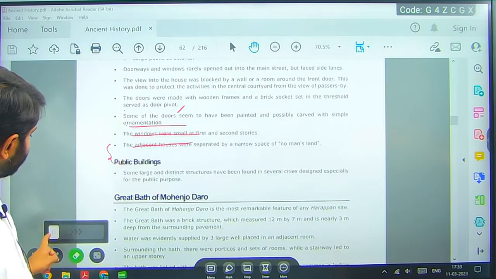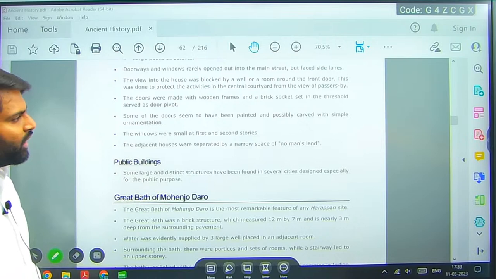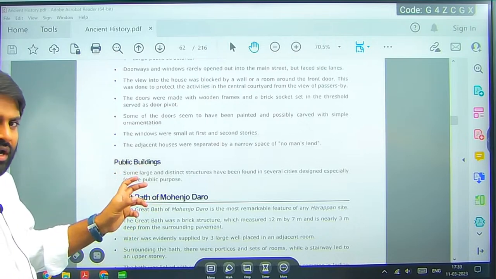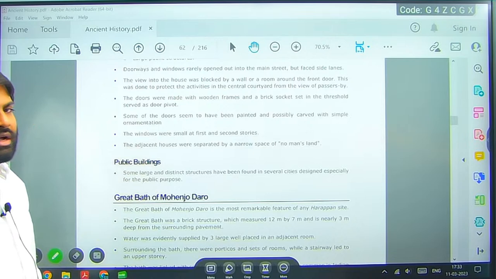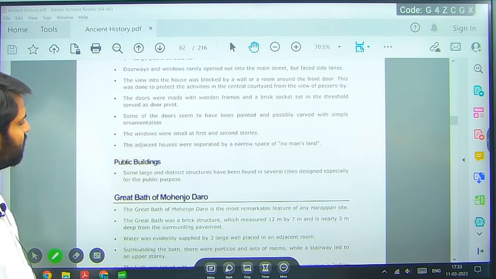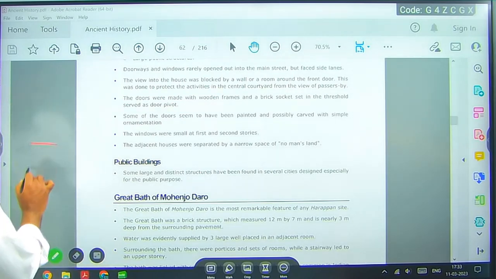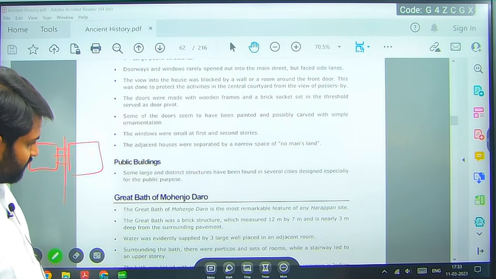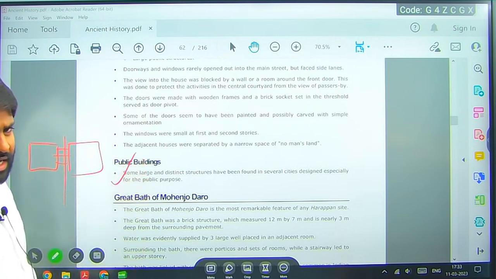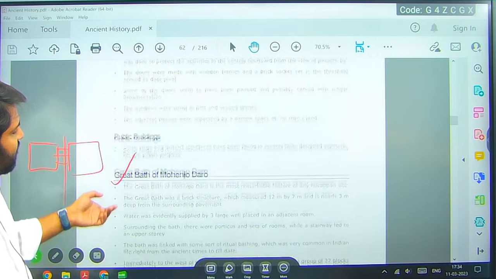As I said, the doors were made of wooden frames, and a brick socket set in the threshold served as a door pivot, right? A brick socket and wood together made this particular door system. Some of the doors seem to be painted and carved also. The windows were small in the first and second stories. Adjacent houses were separated by a narrow space, a no man's land. So boundaries are there; houses are not attached. And some large buildings are also found without any of these privacy parameters. We may consider them mass public buildings.